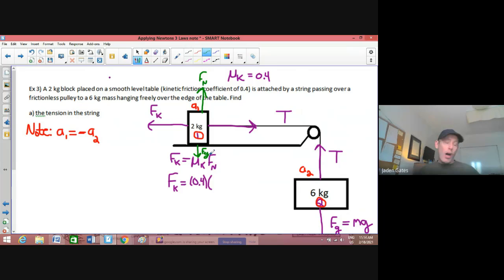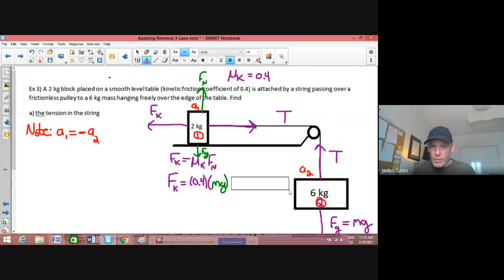Otherwise, this block would be going up in the air. Now, horizontally, it's moving, but vertically, it is not. And so that means that Fn and Fg have to be equal. And so that means our Fn is equal to m times g. All right, now I can keep going here and actually solve that. So let's see if I can fit that in there. So it equals, we got 0.4 times the mass of this object, which is 2, times the acceleration due to gravity. There we go. Oh, it fits.